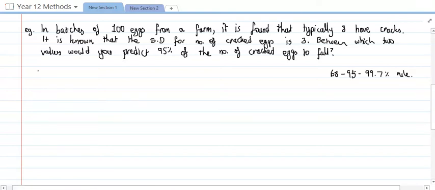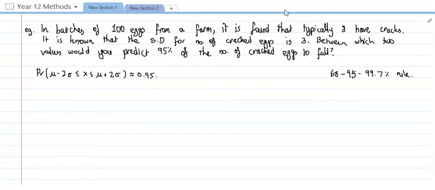What that means is the probability that mu minus 2 standard deviations is less than or equal to x is less than or equal to mu plus 2 standard deviations is approximately equal to 0.95. So, well, this gives us a pretty good idea of what we can do.